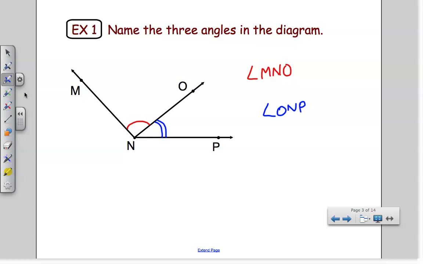And finally, can you see the last angle we can talk about in this picture? What if we talk about the entire angle? Which would be angle, I could start with M, that side, that ray, go to vertex N and out through ray P, angle MNP, or PNM. So actually three angles I could talk about here. Again, you can't just say angle N. The vertex letter is not sufficient here because there's more than one angle you could talk about.